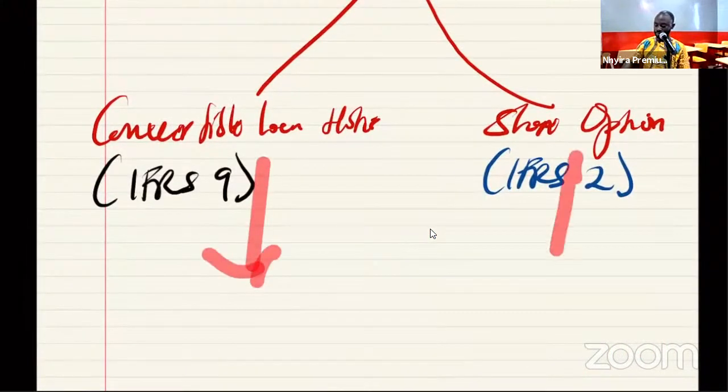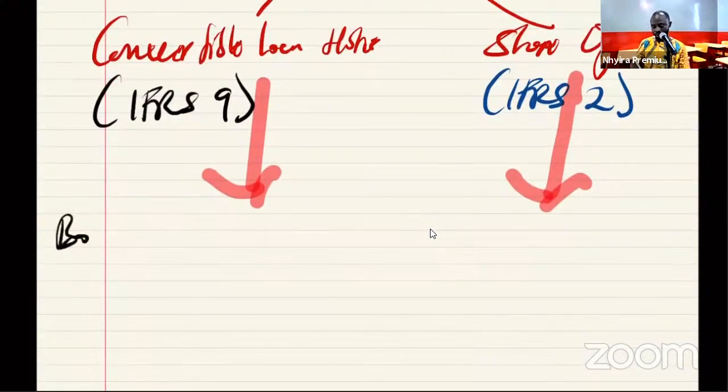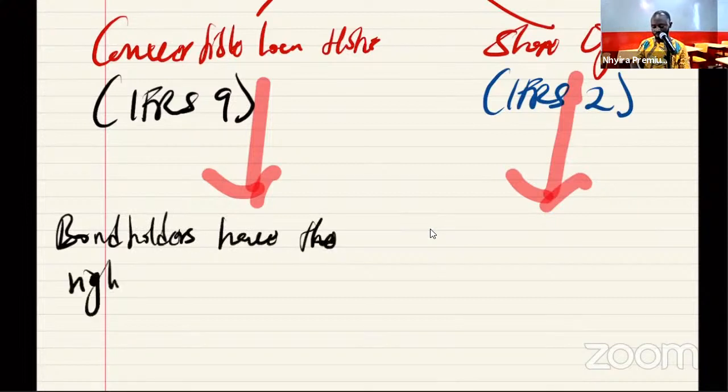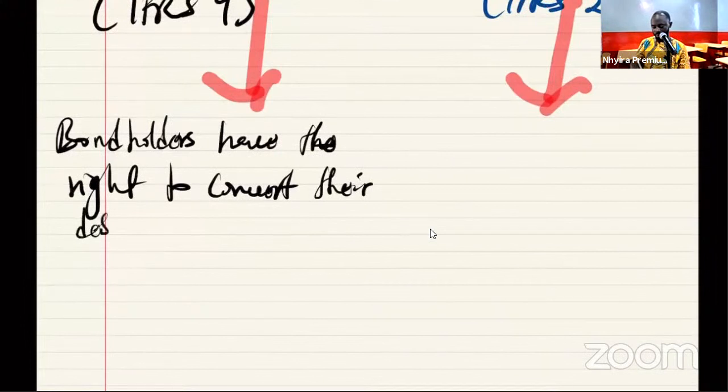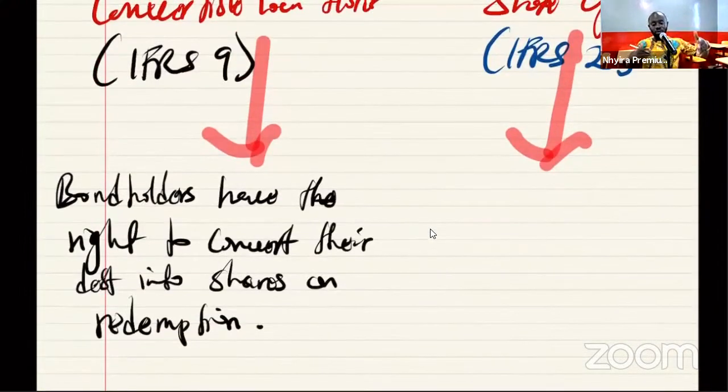Now, you must know this. With convertible loan notes, the bondholders have the option to convert the bond into shares in the future. Bondholders have the right to convert their debt into shares on redemption. So that is the idea about the convertible loan note. It gives the bondholders the right, not the obligation, to convert to shares in the future. Now, the question is, will they convert?